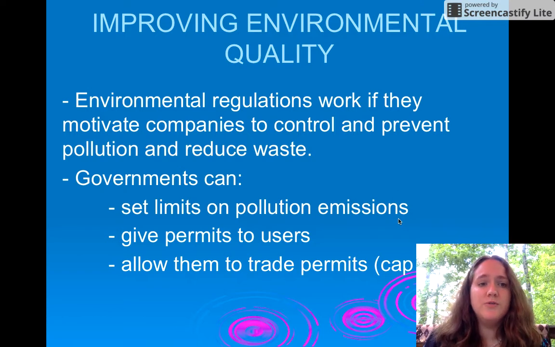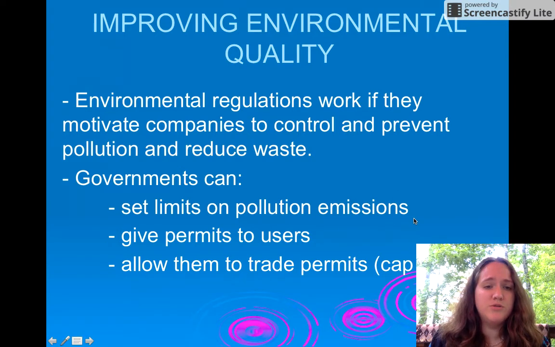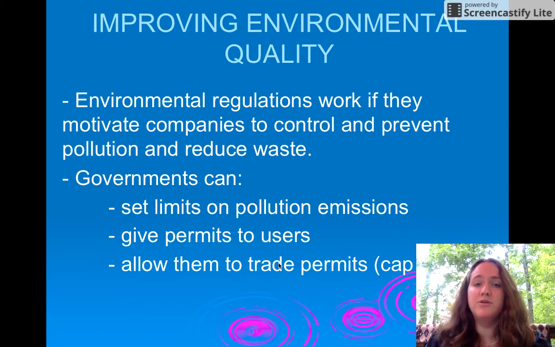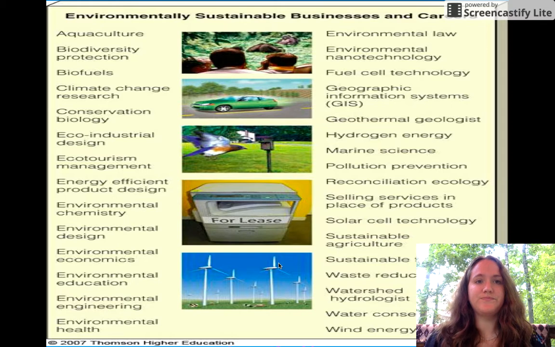So how can we improve? Again, the government can set limits on pollution. We can give permits to users. We could even allow people to trade permits. That's called cap and trade. Maybe I'm not polluting a lot, but this other company is, so they can pay me so that they can pollute more. Environmental regulations tend to be something that is politically not ideal. People tend to be a little bit against it because they think that it hurts businesses, when in reality, it's going to help everybody because everyone is going to be breathing that air and drinking that water.